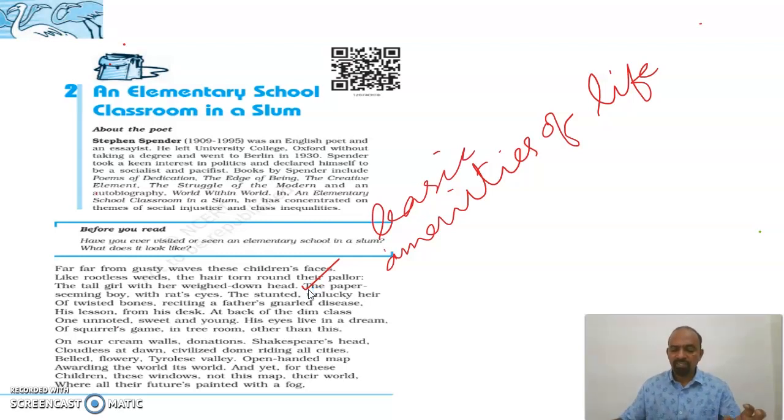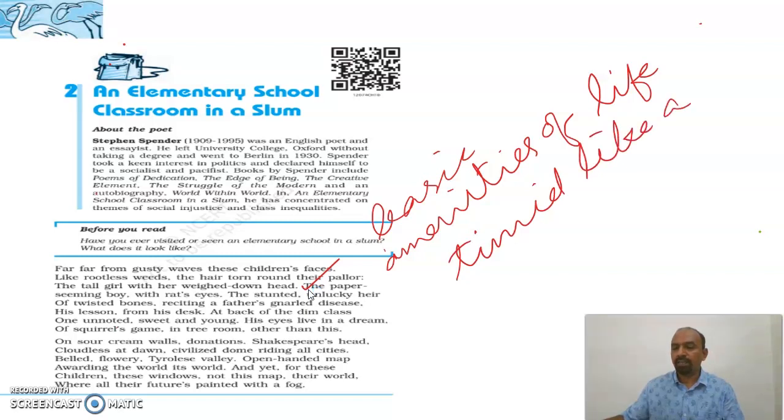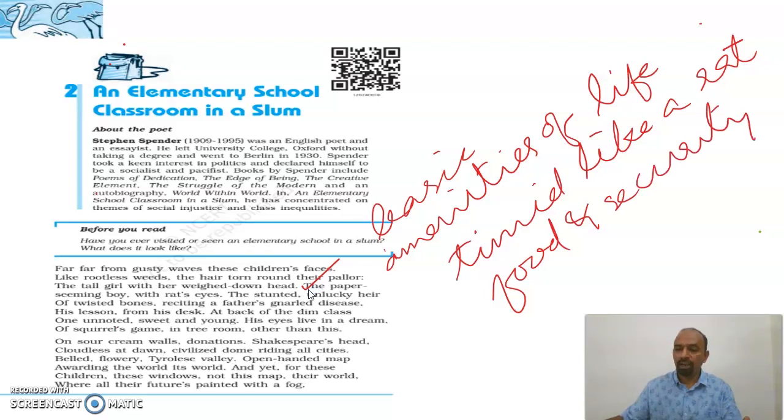Actually, he is timid like a rat. He is timid like a rat and always searching for food and security. He is always searching for food and security like a rat because he leads a life of anxiety. That is the metaphor of the thin boy represented in the poem.